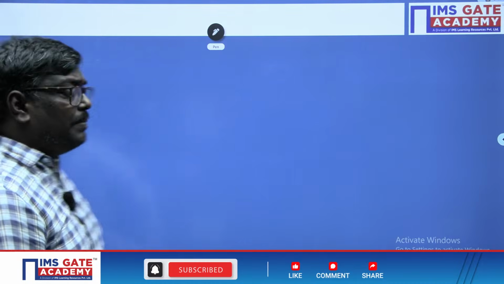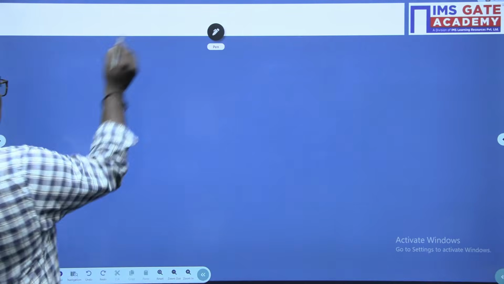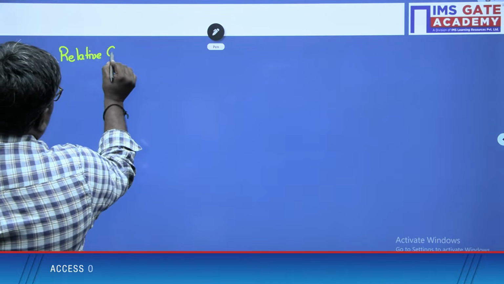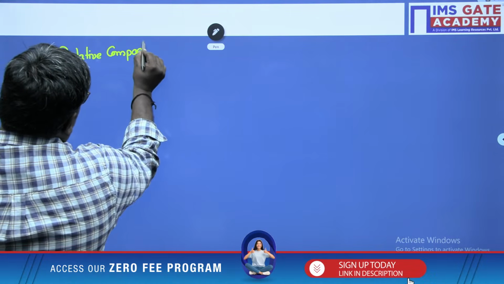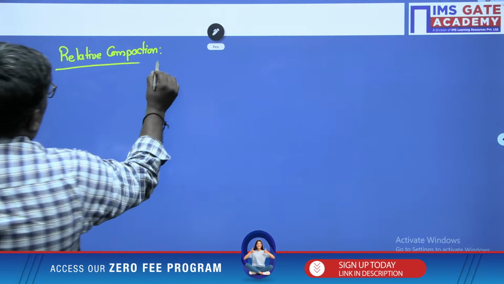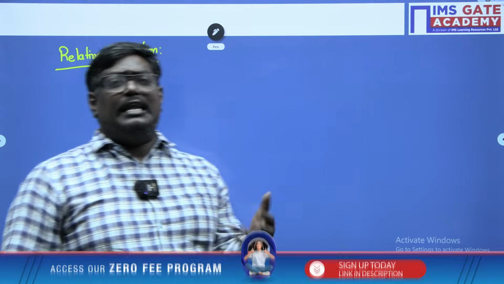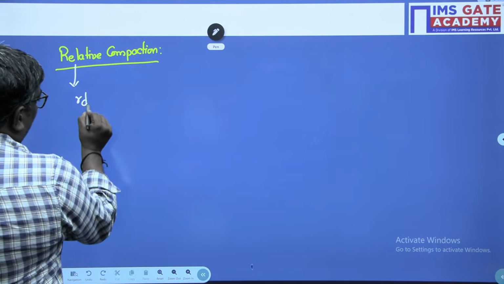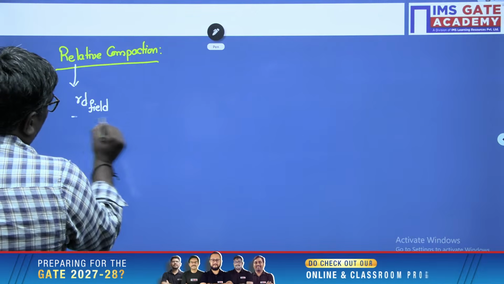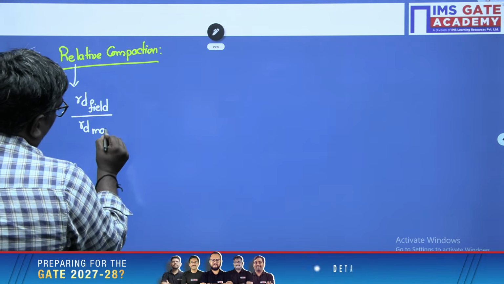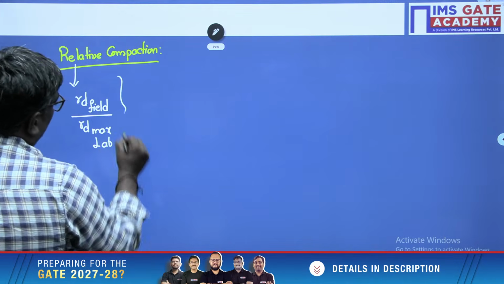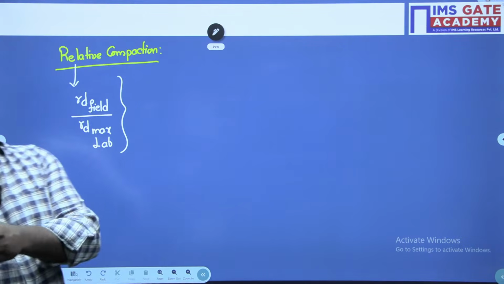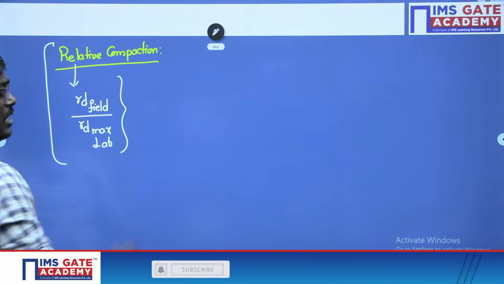Let us go through some things like relative compaction, which I told you about in relative density. Relative compaction, I want to tell you, gives you an idea of how the soil layers are compacted. Relative compaction is nothing but the dry density in the field divided by the maximum dry density in the laboratory. As I told you, if you multiply by 100, then it is a percentage. If you are not multiplying by 100, then it is not a percentage. So this is relative compaction.